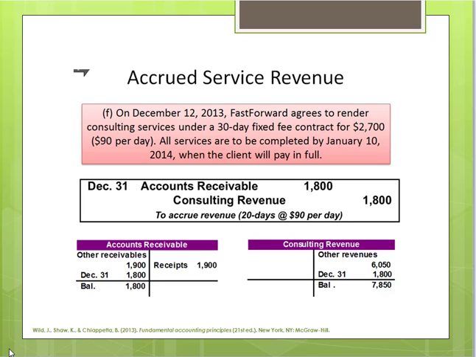At this point, we have provided 20 days worth of consulting services. We have not yet been paid for them, but we have completed the services, meaning that we've basically held up our end of the deal and we have earned 20 days worth of revenue. Therefore, we would record an adjusting entry to debit accounts receivable for $1,800 and credit consulting revenue for $1,800. This not only records the revenue, but it also records the asset, which is the receivable that we now have for this customer.